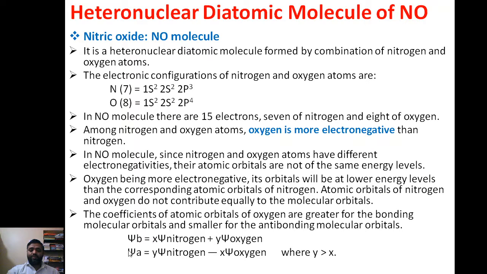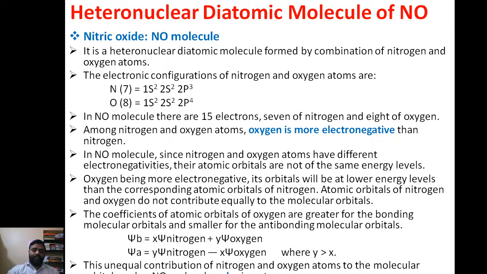Therefore, these two equations are mentioned here, and you can understand it. The effect on the energy level diagram is that the more electronegative atom contributes towards the bonding molecular orbital and the less electronegative atom towards the anti-bonding molecular orbitals. I have to mention here Y is greater than X. Y is more electronegative than X, and you can note Y as oxygen, which contributes comparatively more to the bonding molecular orbitals, and X to the anti-bonding molecular orbitals.